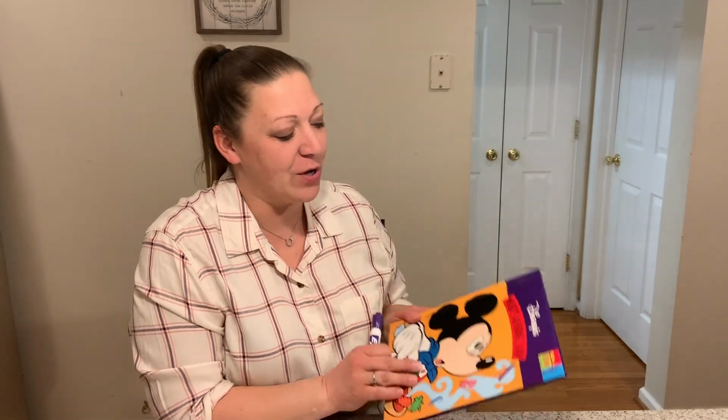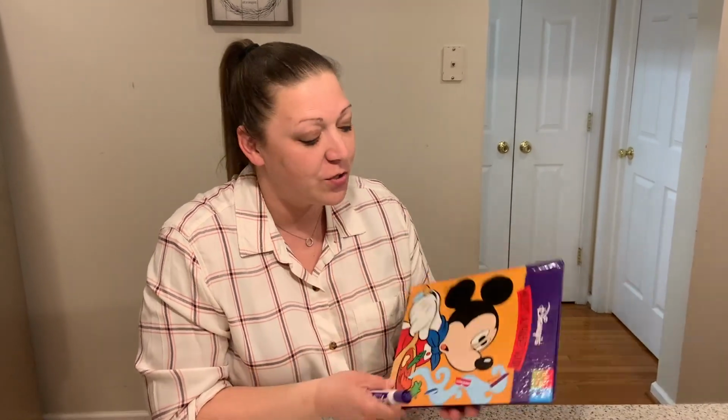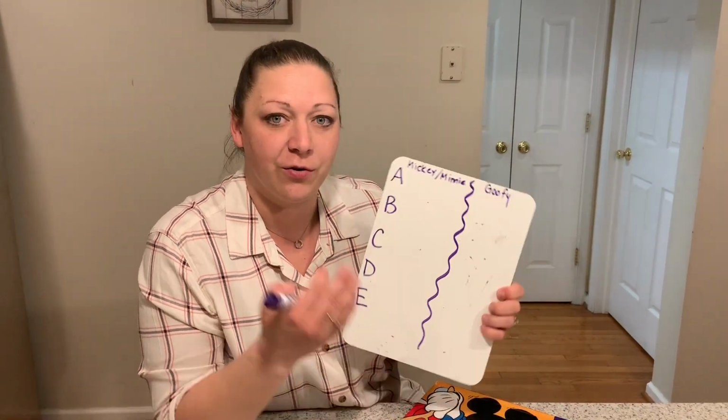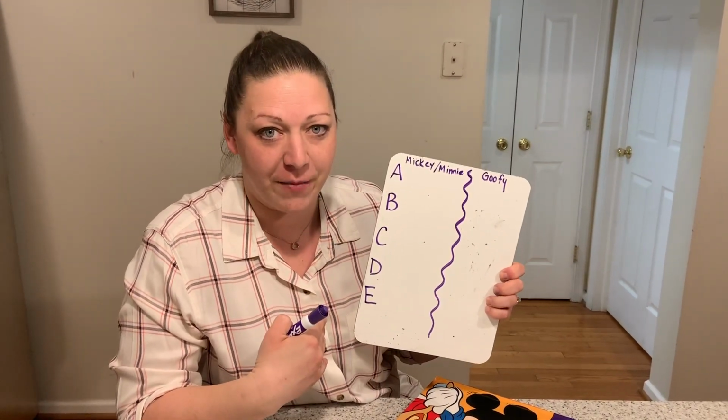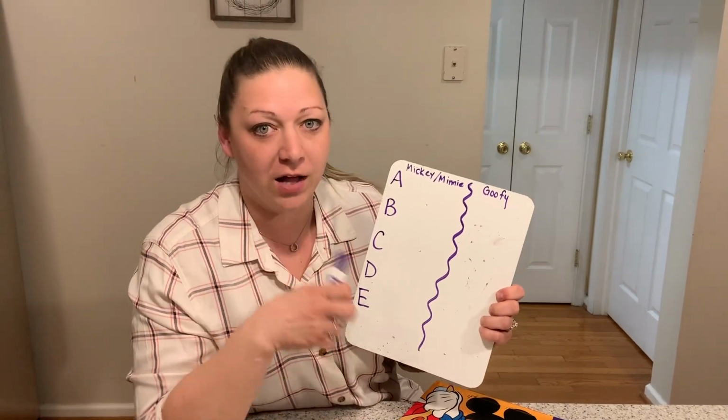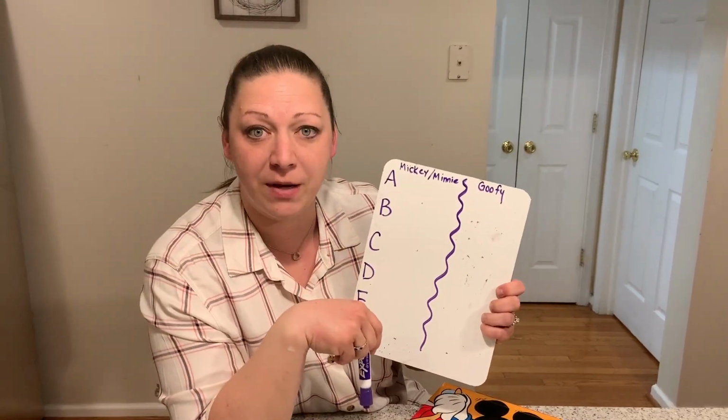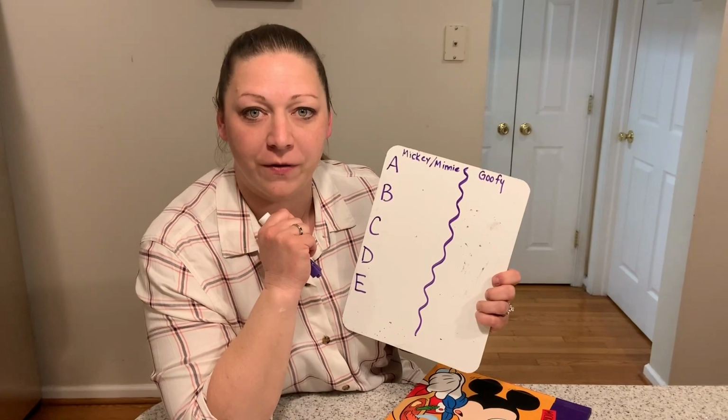Today we're going to read the book Mickey's Alphabet Soup. This is going to be a great activity because it's going to be both a literacy and a math activity. So the first thing I want you to do is get out a piece of paper and create a list of each letter of the alphabet. I want you to divide it into two columns. One column is Mickey and Minnie, the other column is Goofy.